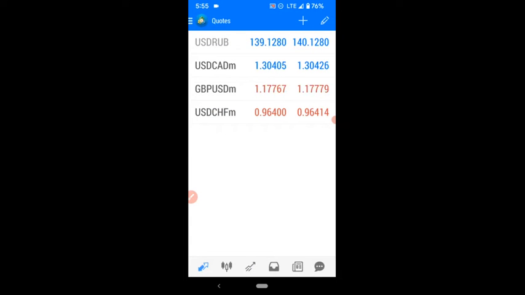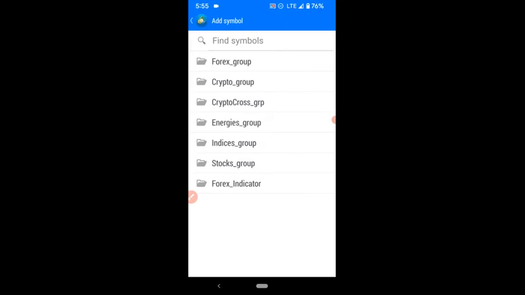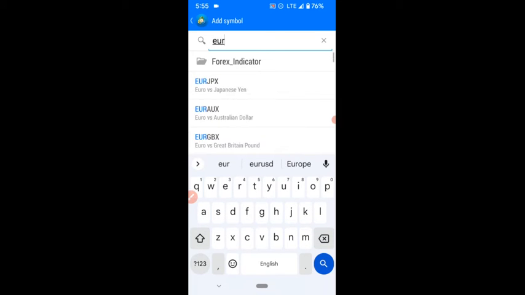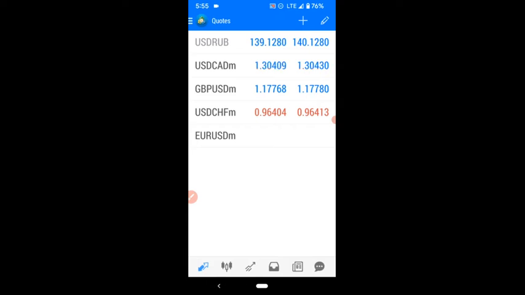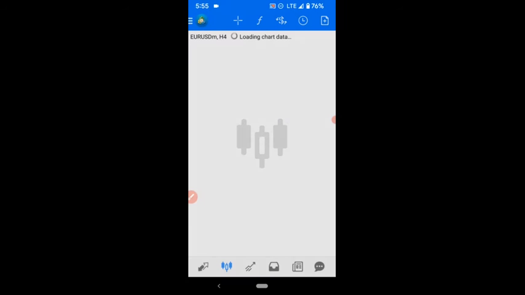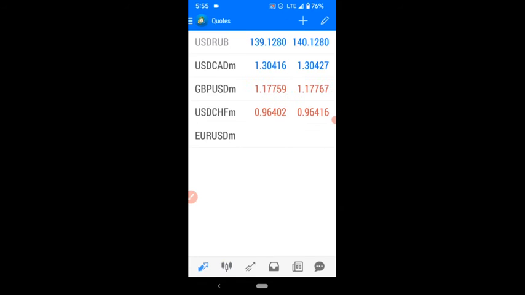Now, if you want to add a currency pair, for example, you are looking for EUR/USD and have not seen it, you can come here and look for EUR/USD. Once you click on it, automatically EUR/USD has come. So you can now see the chart for EUR/USD. The network is slow, so let's open the chart of USDJPY.